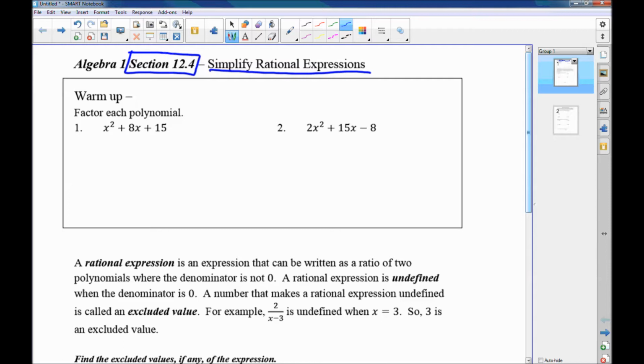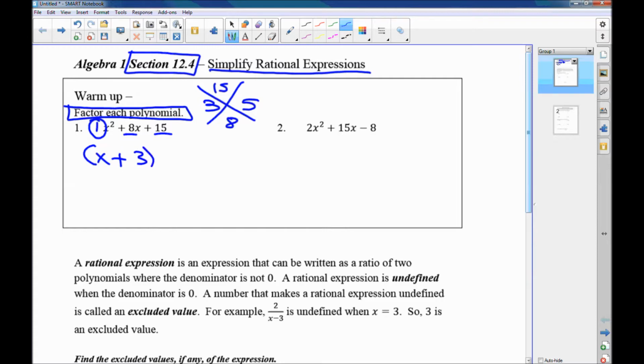Alright, our warm-up says factor each polynomial. So our first one's x squared plus 8x plus 15. Notice the leading coefficient is 1 here, so this makes the problem much easier. We do our little x, we put what two numbers multiply to 15 and add to 8, and those numbers are 3 and 5. So since we have a coefficient of 1, we don't have to do the box. We can just go right to our answers, x plus 3 and x plus 5.